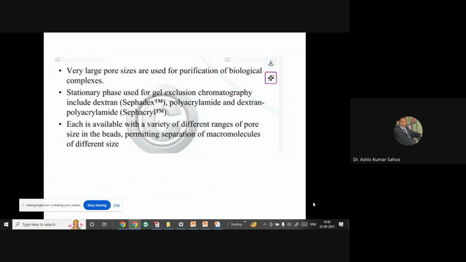Very large pore sizes are used for purification of biological complexes. Stationary phases used for gel exclusion chromatography include dextran and polyacrylamide. These are available with a variety of different pore size ranges, permitting separation of macromolecules of different size.